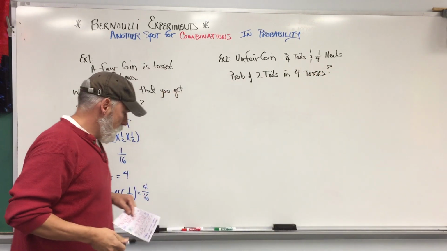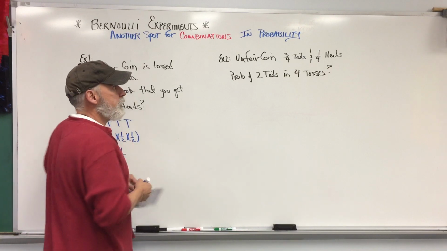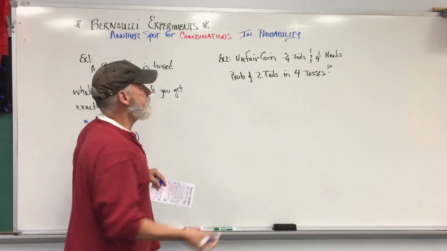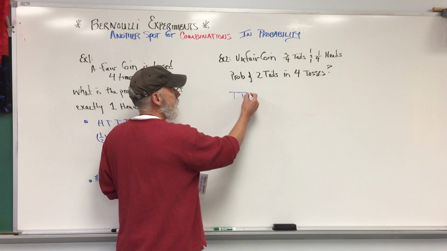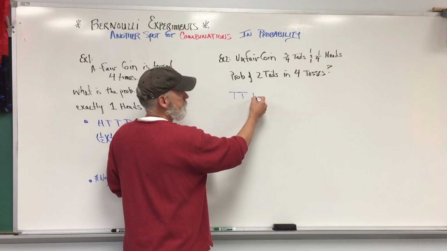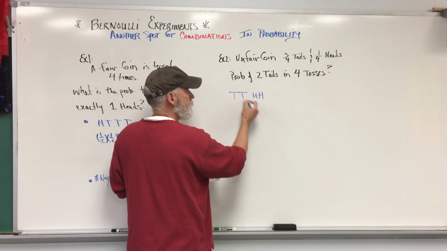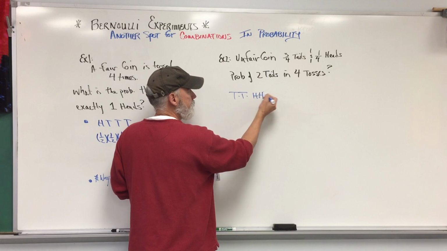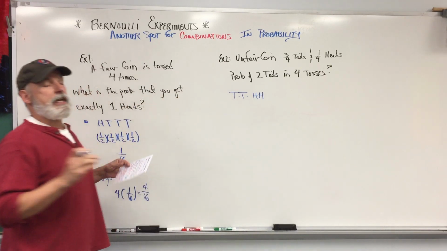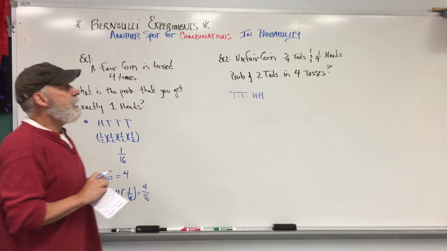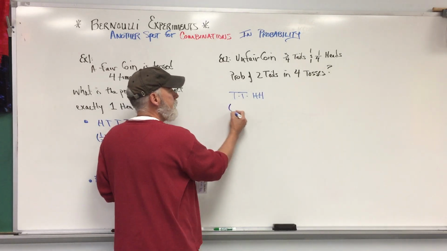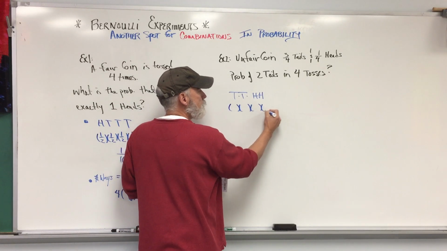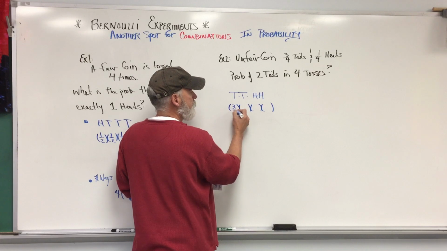Our strategy for doing this is to take the simplest way for this to happen, and we go tails, tails, not tails, not tails. And heads is not tails in a coin. Now, this would be 4 slots. Tails is 3/4 each time.